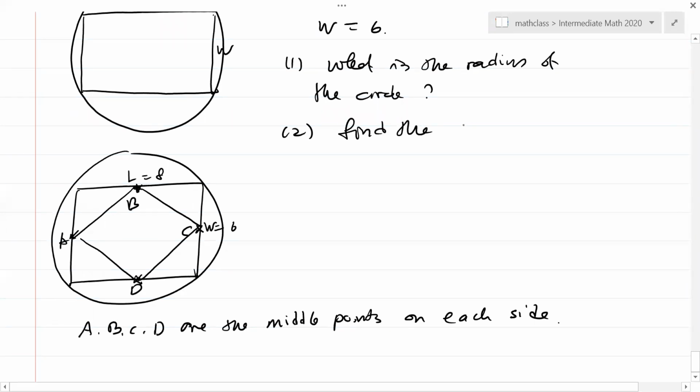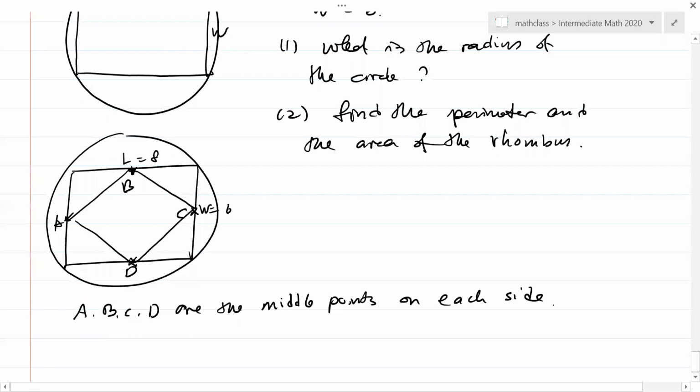So what do you get? You get what's called a rhombus, right? Find the perimeter and the area of the rhombus.